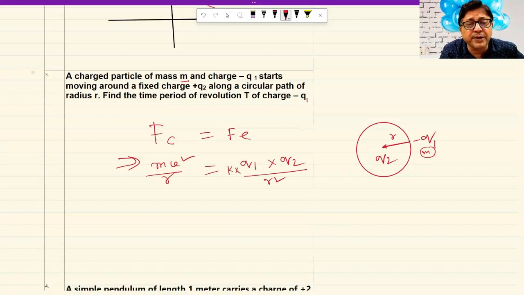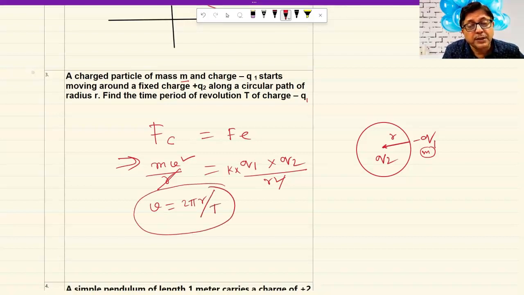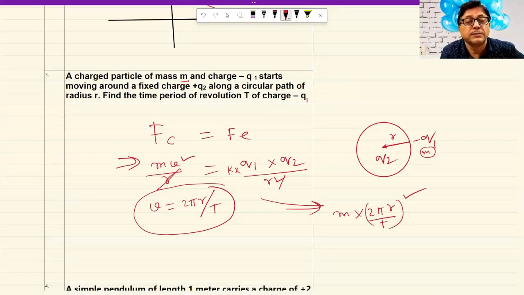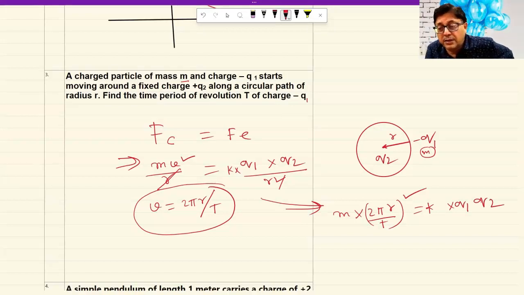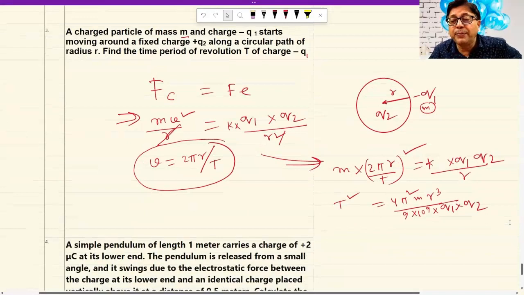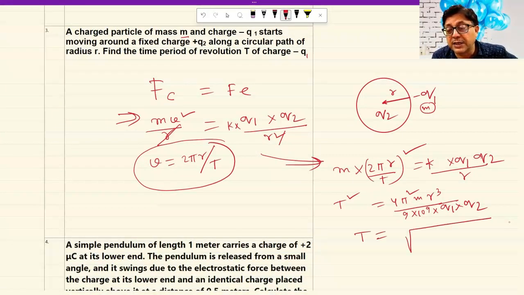This k part is there, k will replace it afterwards. Your problem is to find the time period. r gets cancelled. Now v equals what? 2 pi r by T. Substitute there. So m into 2 pi r by T whole square equals k into q1 q2 by r. You need to find T. So T square is 4 pi square m r cube by k q1 q2, where k is 9 into 10 to the power 9 into q1 into q2. So the time period can be determined. The time period is going to be the square root of this thing.